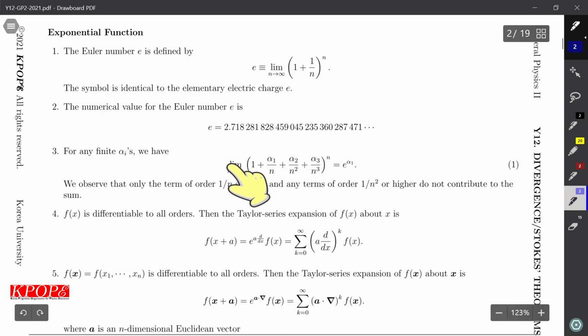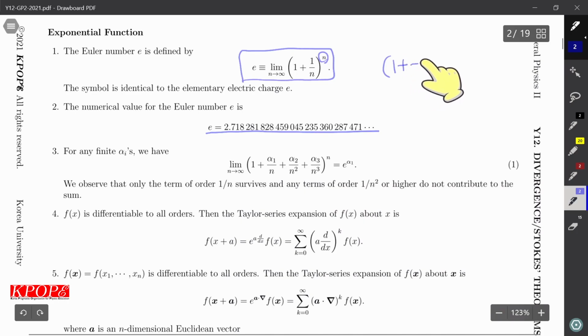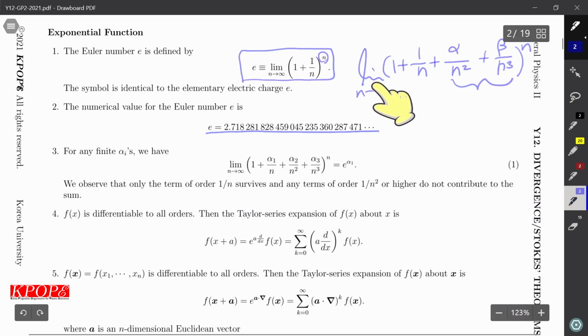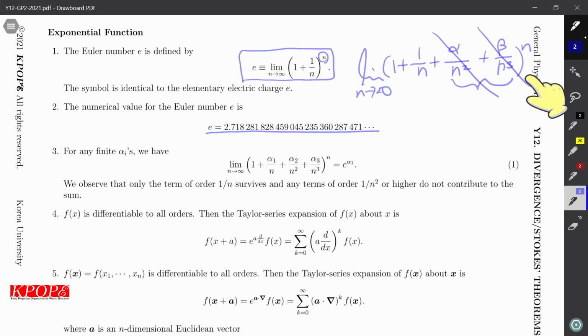Exponential function. The Euler number, e, is defined by the limit as n goes to infinity of (1 plus 1 over n) to the power of n. And actually, this one is the same as 1 over n squared alpha q beta. Indeed, if you expand, you find that in the limit n goes to infinity, these two contributions vanish completely.